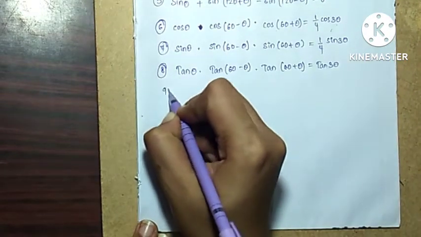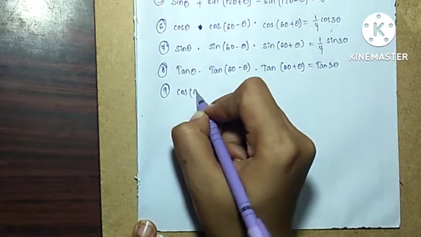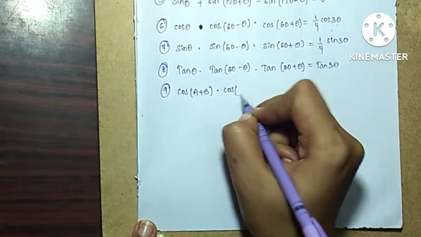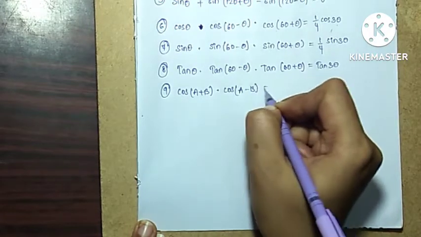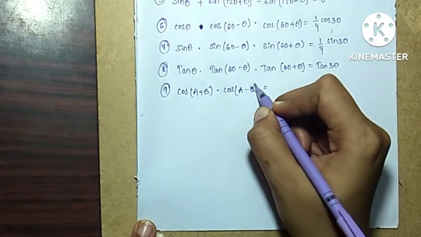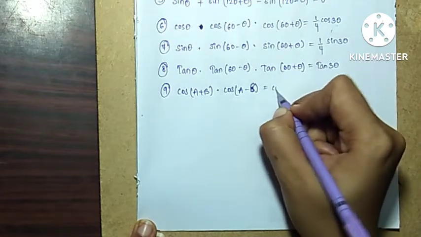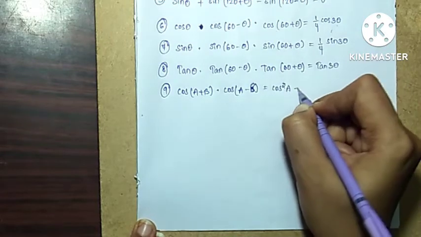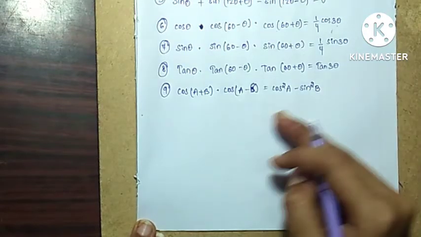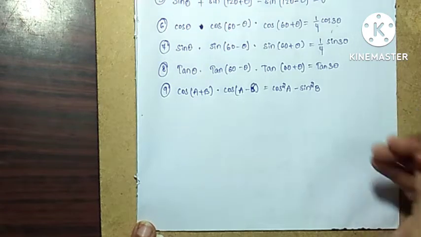Next, our 9th important formula is cos(a + b) into cos(a - b) = cos^2 a - sin^2 b. You can ask me in the comment section. I will share the PDF with you if you want it.